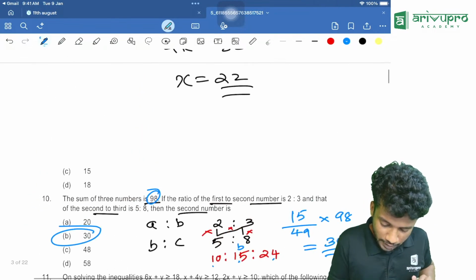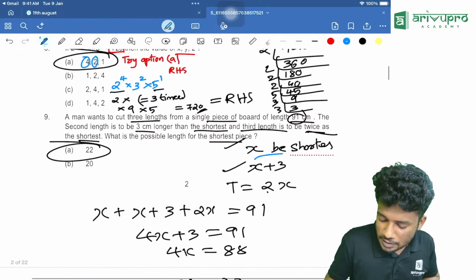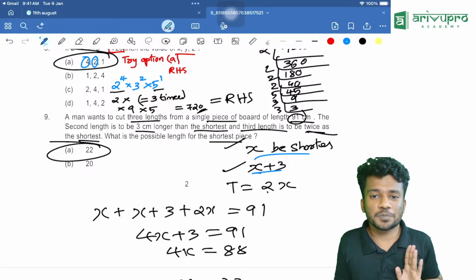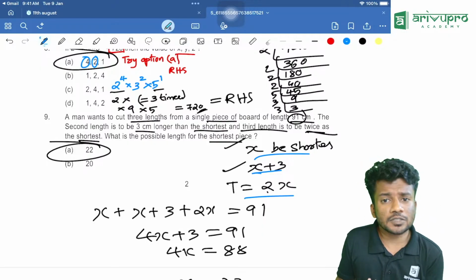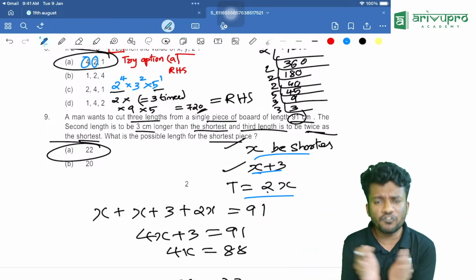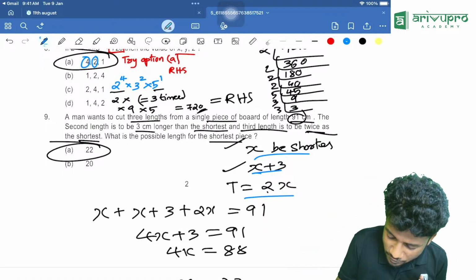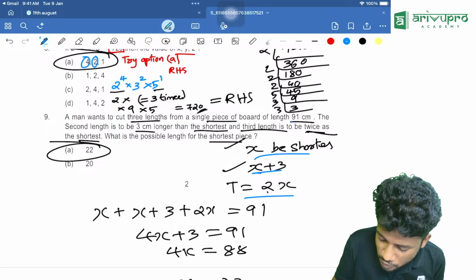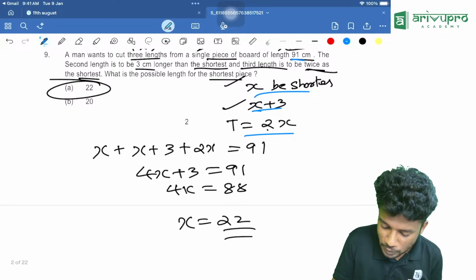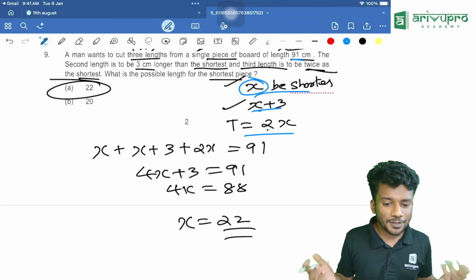The question one more time. So we know the shortest length is x, the second length is x plus 3, and the third length is 2x. We need to add all the lengths together. Once we add everything together, we should get 91. So that's what we did here. From that we found the value of x. That's all. Got it.